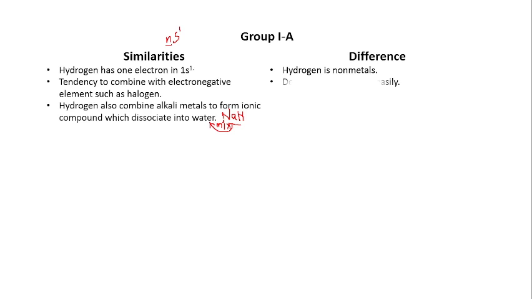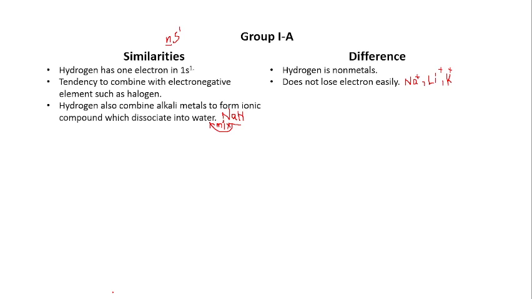The second one is that hydrogen does not lose an electron easily. Alkali metals easily lose an electron to form a positive ion. When sodium loses one electron, it forms Na+, and when lithium loses its one electron, it forms Li+. Hydrogen can also lose an electron and form an H+ ion, but not easily, due to its high electronegativity and non-metallic nature.